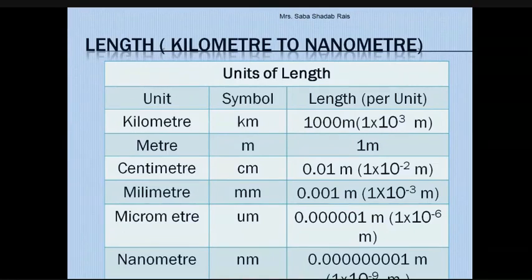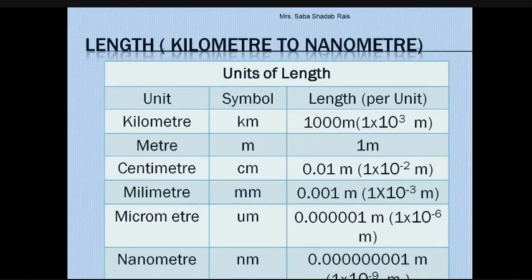So first, for the kilometer to nanometer, see how to remember it, that it is starting from kilo. Meter is the base unit. Okay, meter is the base unit. So if you want to measure the kilometer, it is 1,000 meter. This is important to remember, because in the practical exam you will be given one unit and you will be asked to convert it into a different unit. So how to convert it practically, I am going to show you in another video.